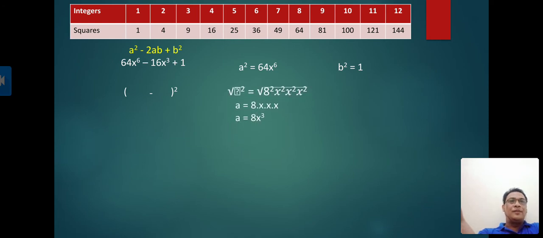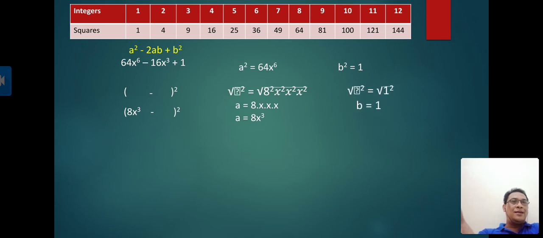So this is a squared, 8 squared, the square of 8 is 64. Then x raised to 6 can be factored out as x cubed squared. Taking the roots, we have here 8 and x cubed. Thus, a is equal to 8x cubed. Okay, so your a is equal to 8x cubed.